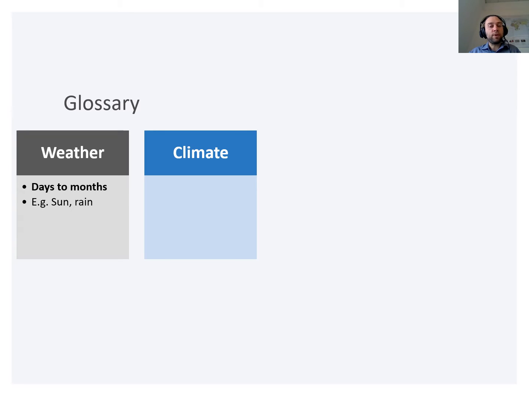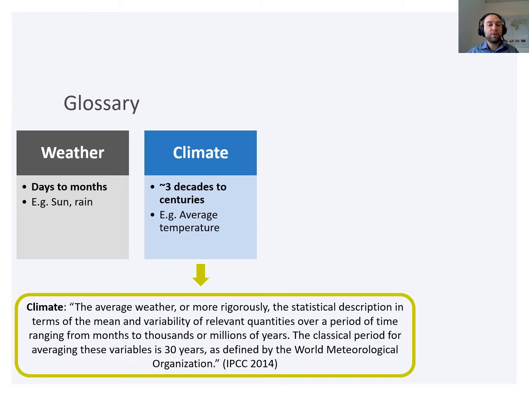And how would you define climate? So climate, in fact, is the mean weather over a longer period of time, usually 3 decades to centuries. So I could say the climate in the place I am right now is hotter in summer, rainy from December till March. That's my climate here.